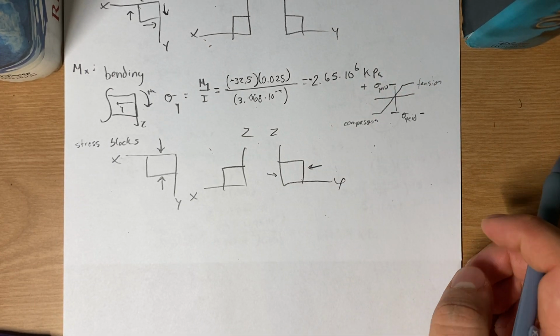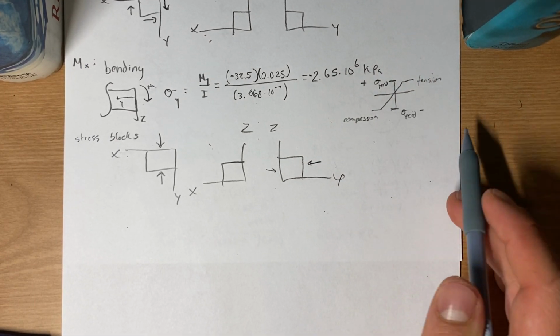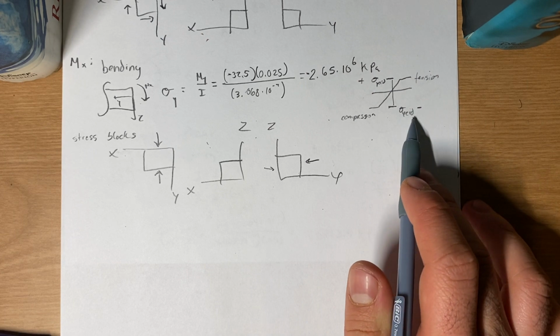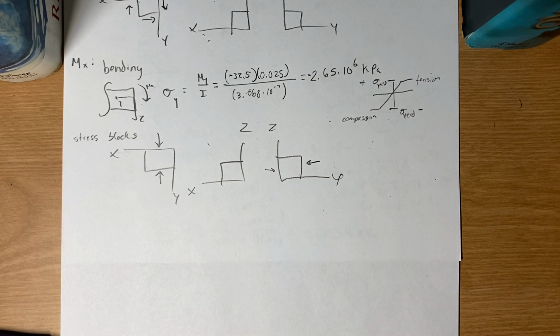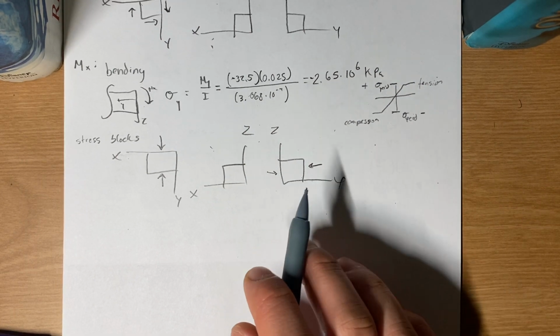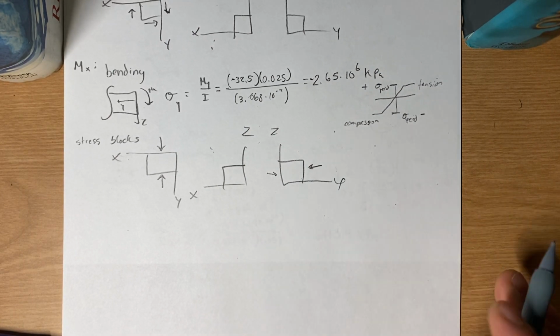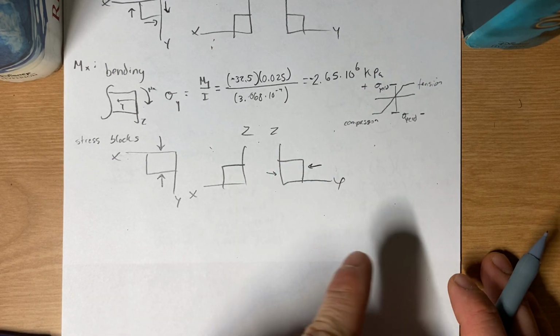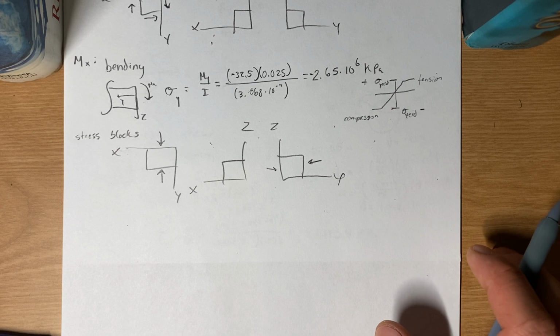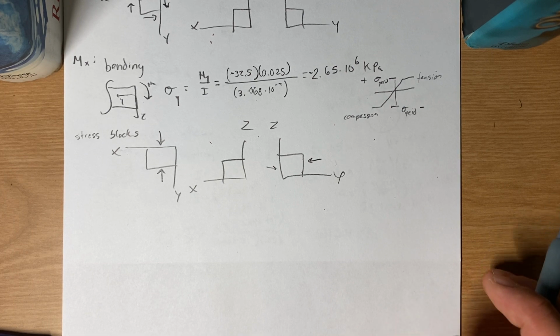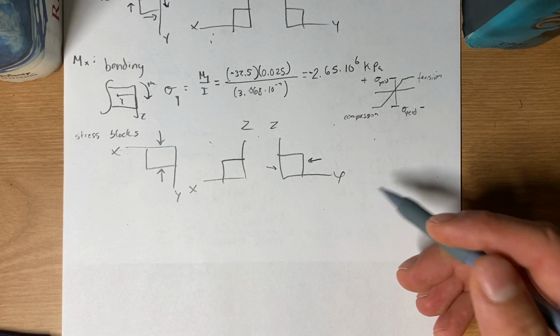It's being compressed, that's why it's negative, and it's at the yield. So at the yield, it means it's the point where permanent deformation starts to occur. So that's why it's going inward. If it was tension, these arrows would go the other way. So those are the stress blocks.